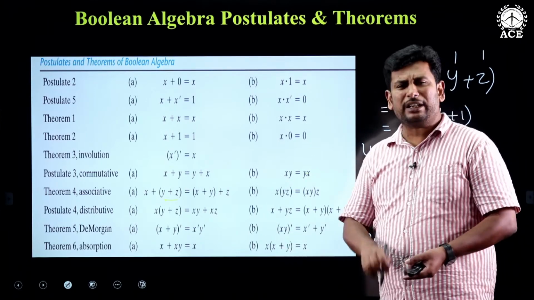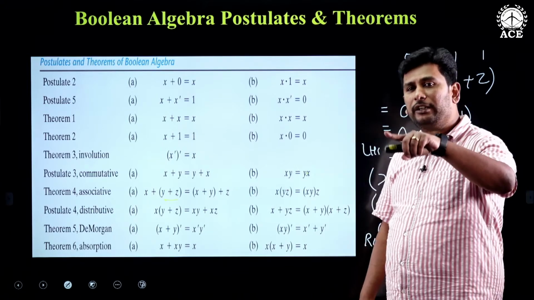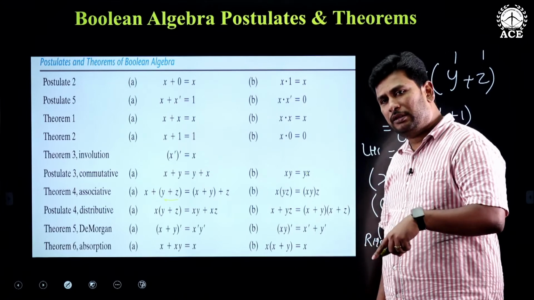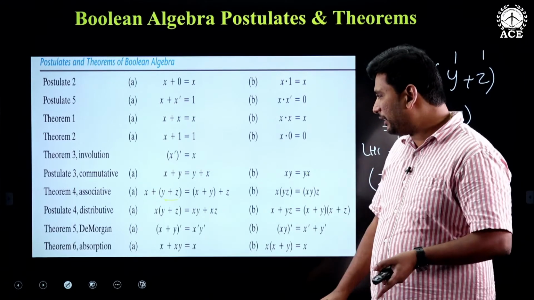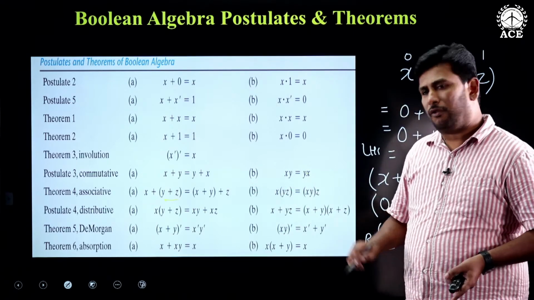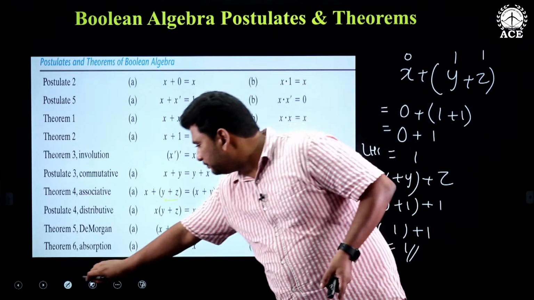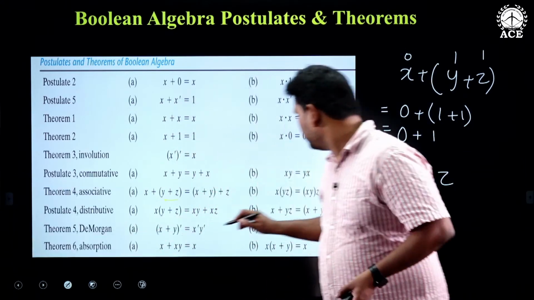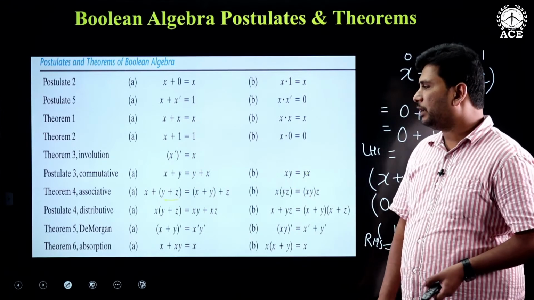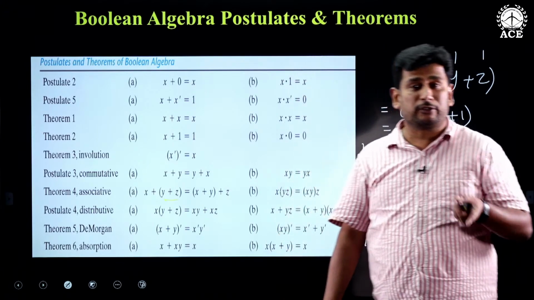And what will be the duality of this? Only one concept here. OR becomes AND, AND becomes OR. Identity element 0 becomes 1, 1 becomes 0. So x OR with becomes x AND with, y OR with z becomes y AND with z. So this is your associative law.